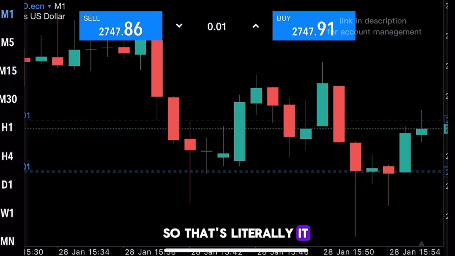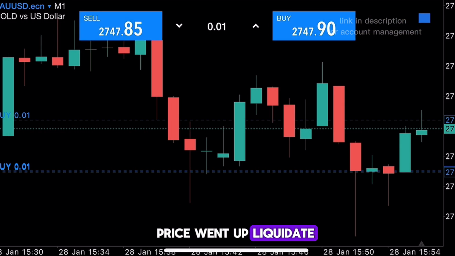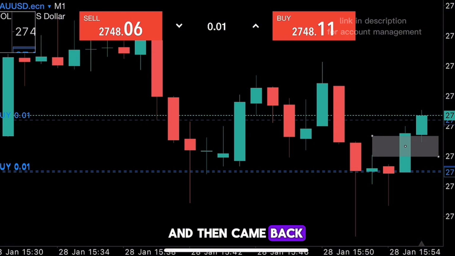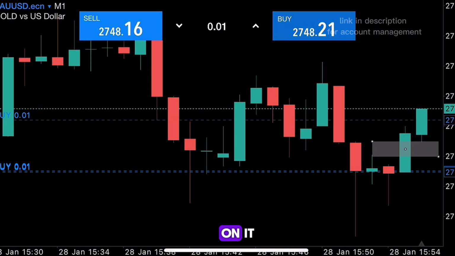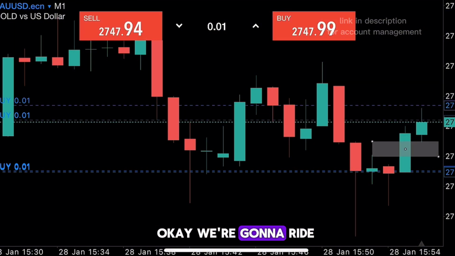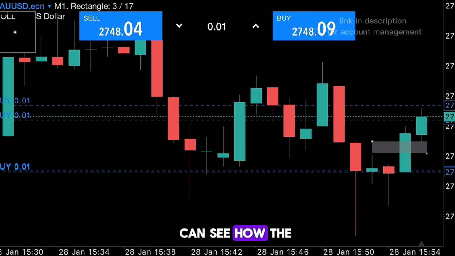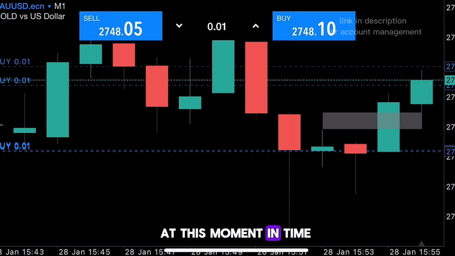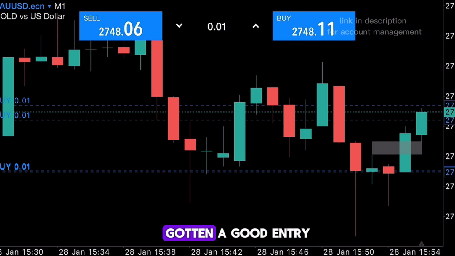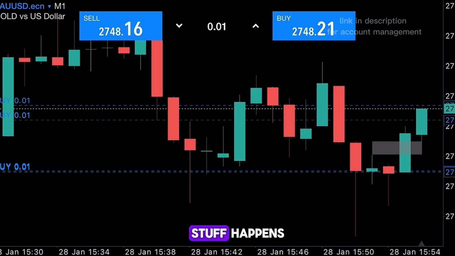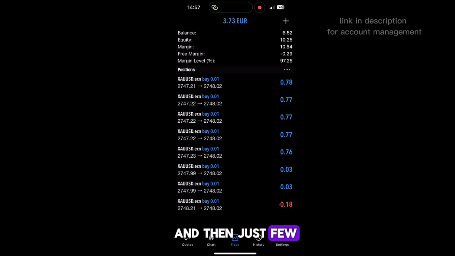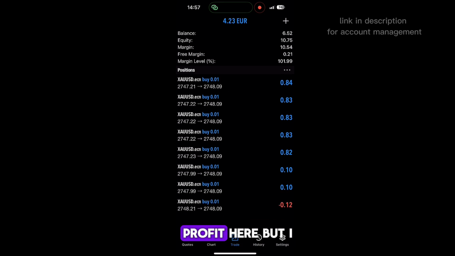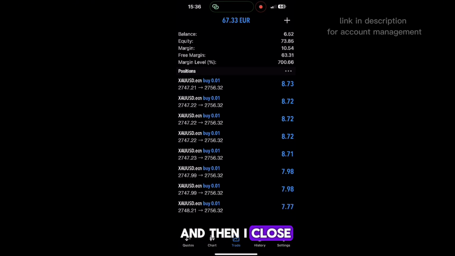So that's literally it. Price went up, liquidated the fair value gap, and then came back down to retest on it. So I was like, okay, we're gonna ride the buys, and you can see how the volatility started to pick up at this moment in time. You know that you've gotten a good entry when this kind of stuff happens. And then just a few minutes after, I was in decent profit here, but I wanted more, so I waited for it to get to 10x, and then I closed at this point.